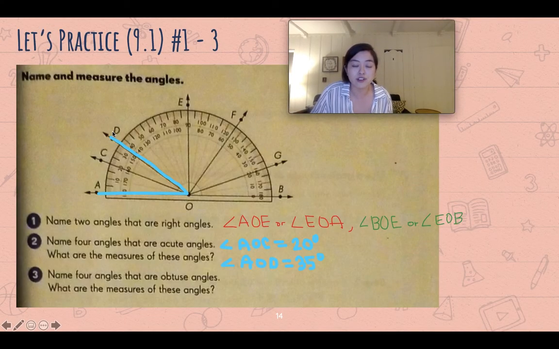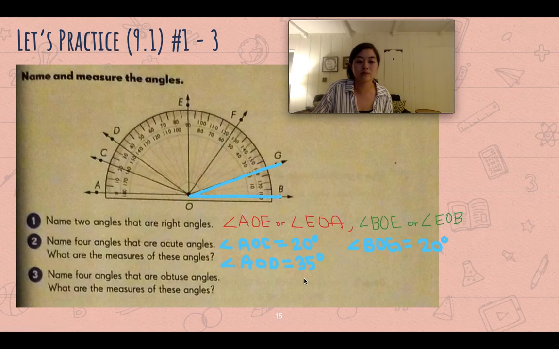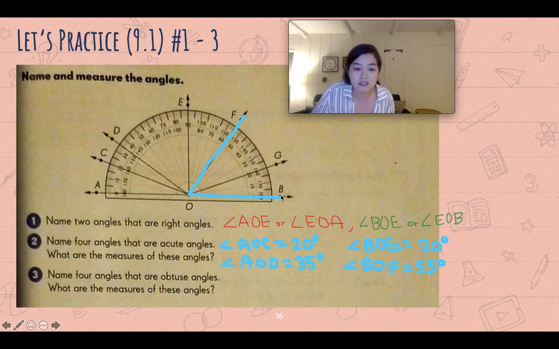Here's another acute angle, angle AOD, and when I use my outer scale, I see it's right in the middle of 30 and 40, so that's 35 degrees. Another acute angle I see is right here, so I'm going to use my inner scale here. It goes from 0 all the way to 20, so it's 20 degrees, angle BOG. Another acute angle I see is angle BOF. And when I use my inner scale here, I see it's between 50 and 60, halfway, so it's 55 degrees.